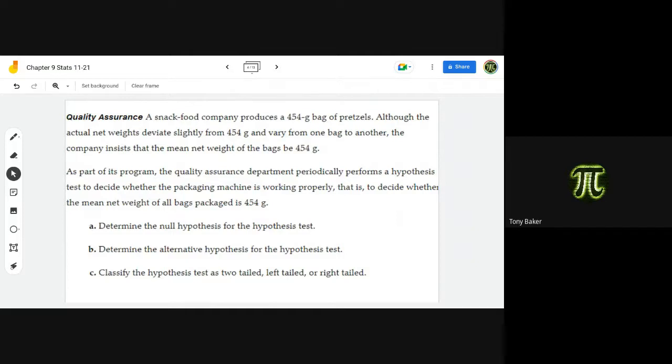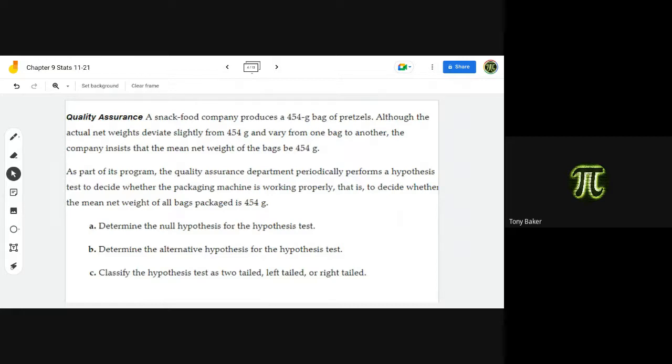So when they make those claims that there's this much in the package, there has to be that much in the package, or a reasonable range there. It might not have to be exactly that, but it has to be close. Okay. So the actual net weight deviates slightly from the 454 grams. It may vary from one bag to another, but the company insists that the mean net weight of all the bags is 454 grams.